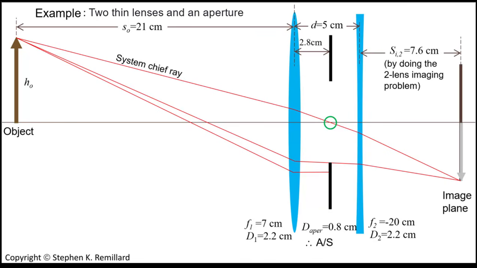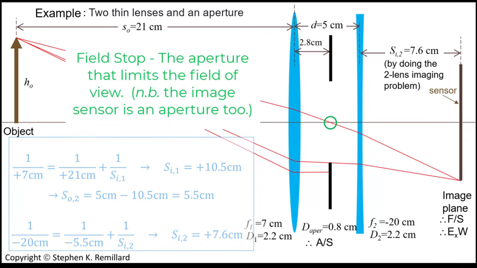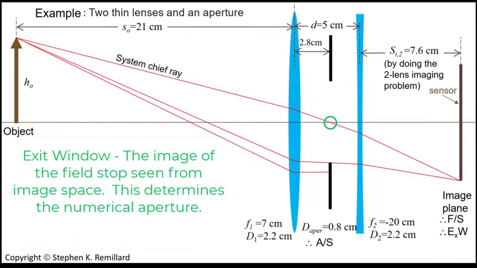I used the two-lens imaging technique that I covered last week to find that the image plane is located 7.6 centimeters to the right of the negative lens element. And this image sensor is sized such that the tip of the object just barely makes it onto the edge of the sensor. That makes the perimeter of the image sensor the field stop. And the perimeter of the image sensor is also the exit window, since there aren't any more lenses to the right of the field stop, so the image of the field stop as viewed from the right is the field stop. And that makes the field stop also the exit window.